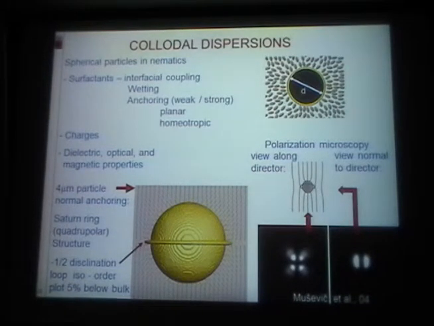So if we have so-called colloidal systems, there are more possibilities to play around with the laser tweezers, because they can affect also the colloidal particle, not only the nematic itself. So a simple colloidal particle with homeotropic anchoring has one stable structure around it, particularly for larger particles. Here we have a disclination line of strength minus 1 running around, the so-called Saturn ring or quadrupolar structure. And this structure can be seen under the polarization microscope.